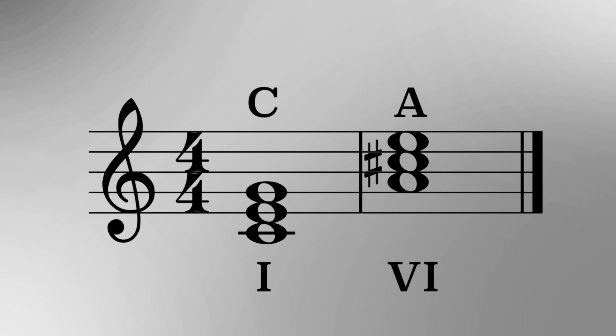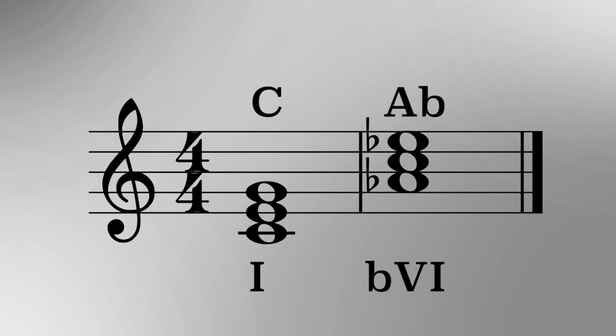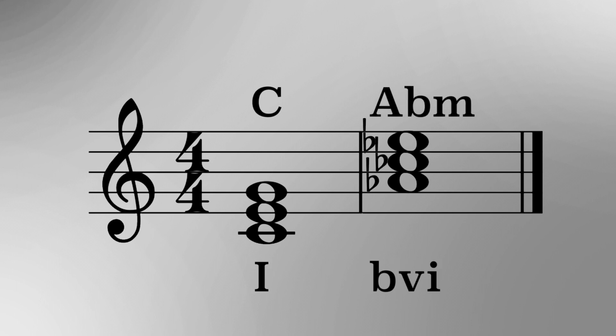Next, let's take a look at the flat major 6. You're going to flat both the root and the fifth of this chord. Or you can think of it as flatting the submediant note and then building up a major triad from there. Finally, we have the 1 to flat minor 6. Again, you're going to simply shift all the notes in your minor 6 chord down a half step.